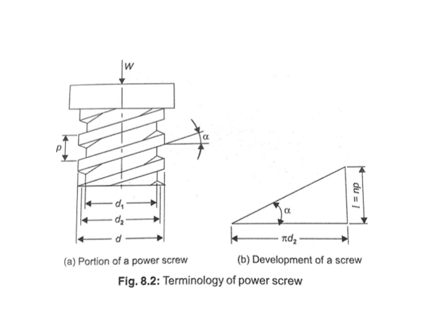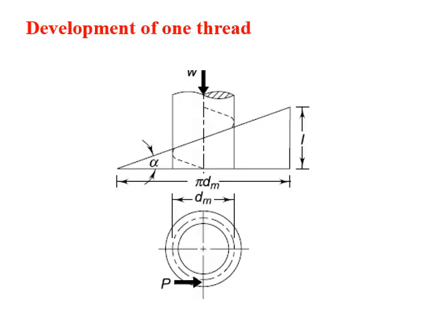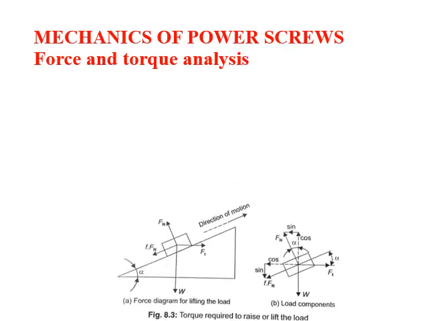D1 is the core diameter, D2 is the mean diameter, D is the nominal diameter, and if you open the development of the screw you can find L is equal to n into P, which is nothing but the lead of the screw, and the length of this is nothing but pi into D2. So you can see in the sketch the development of one thread: if you open it, you get this kind of opening in the screw thread.